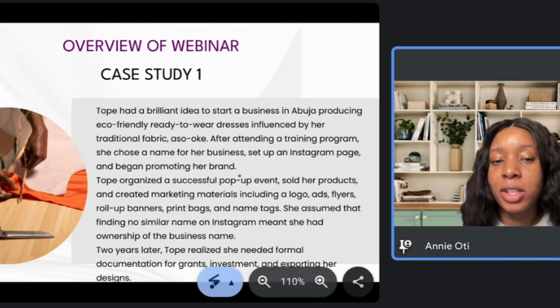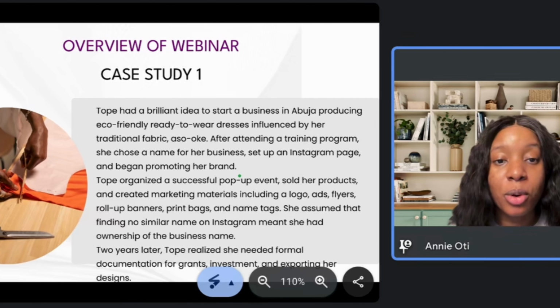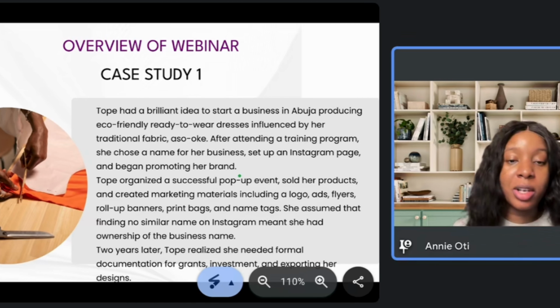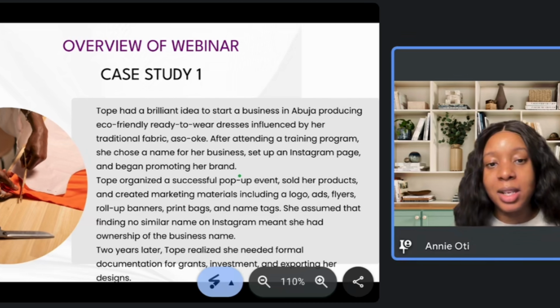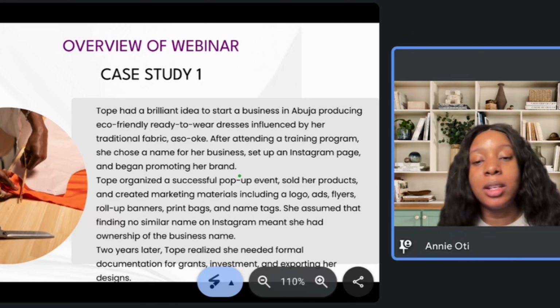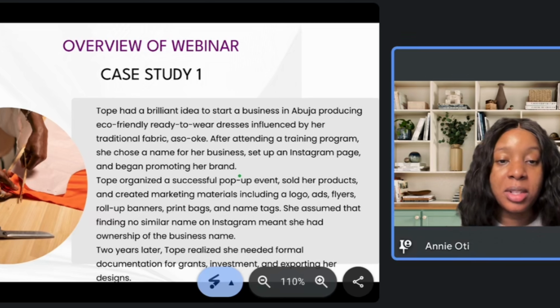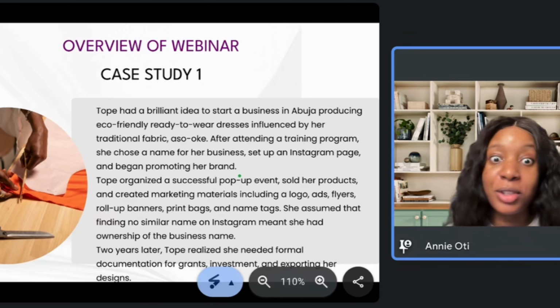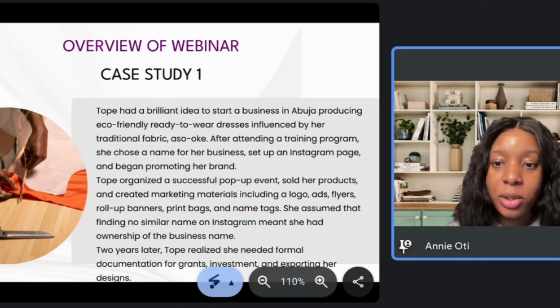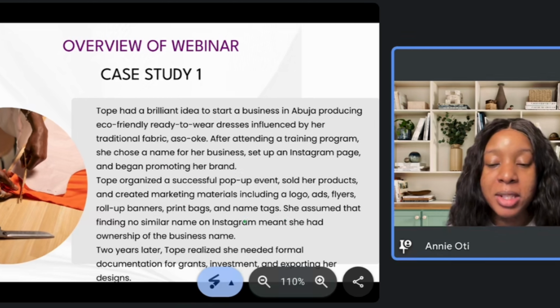She did her research. Let's not say she did not do her research. She did her research on Instagram, on Google, searching for the name of the brand, the business that she wants to run. And she was like, okay, nobody owns this business. And then she just opened her Instagram page and she believes she is the owner of that business because she didn't see it on Google, she didn't see it on Instagram, she didn't see it on Twitter, she didn't see it on Facebook. So she decided, okay, I'm just going to open it on Instagram. So she assumed that finding no similar name on Instagram meant that she had ownership of the business name.